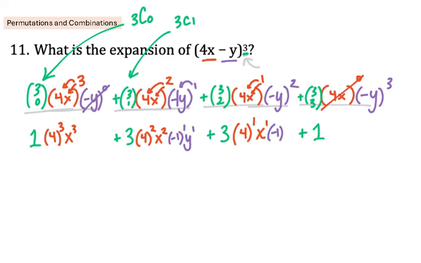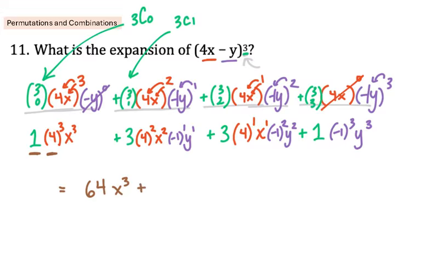This is minus 1 squared, y squared. And this is minus 1 cubed, y cubed. So now the task is, let's simplify. 1 times 4 cubed is 64x cubed plus 3 times 4 squared times minus 1 to the 1. And in fact, it's, instead of plus, it's minus 48, and now it's x squared y.